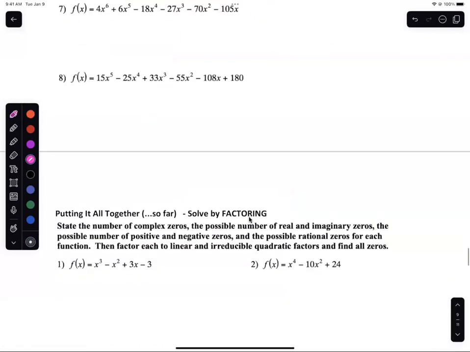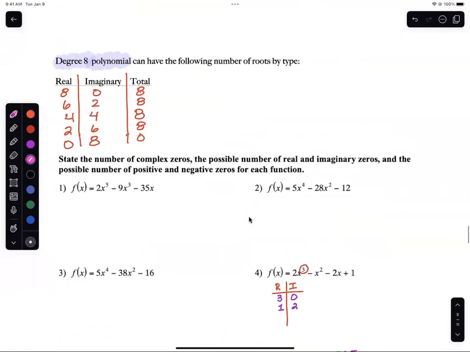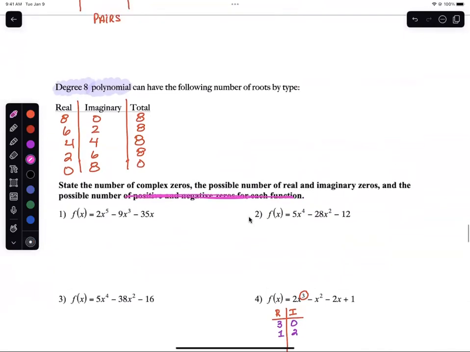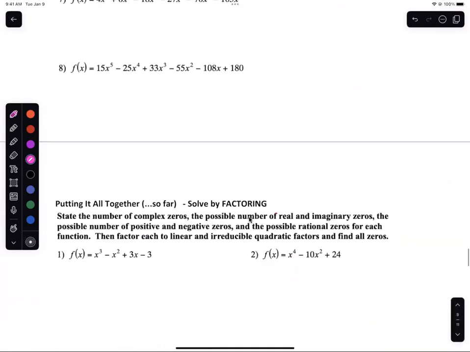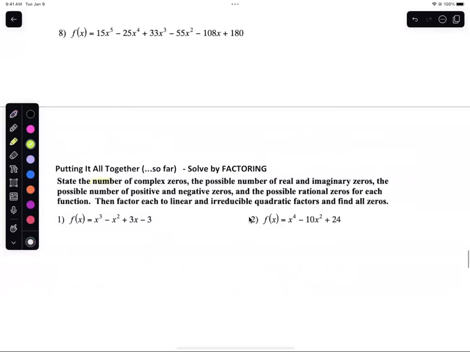And for this video, I really think that's all that I want to do. I'm not going to worry about the number of positive and negative zeros per function. I'm not going to worry about that too much. And we can do a few things here, and then we'll clean this up when we have class again. We can list the number of complex zeros, real and imaginary, and the possible rational zeros. I am going to cross this out, stating the number of positive and negative. I'm going to skip that.